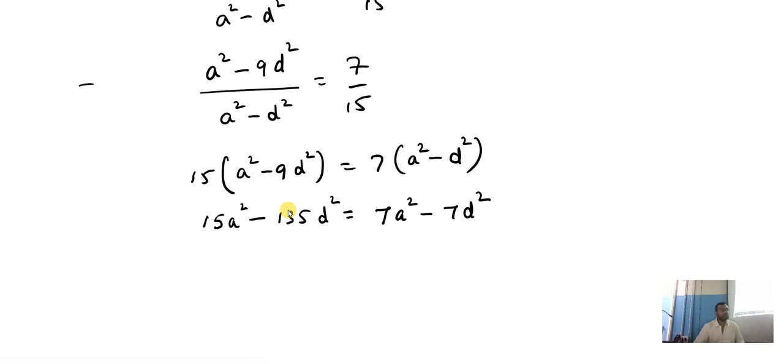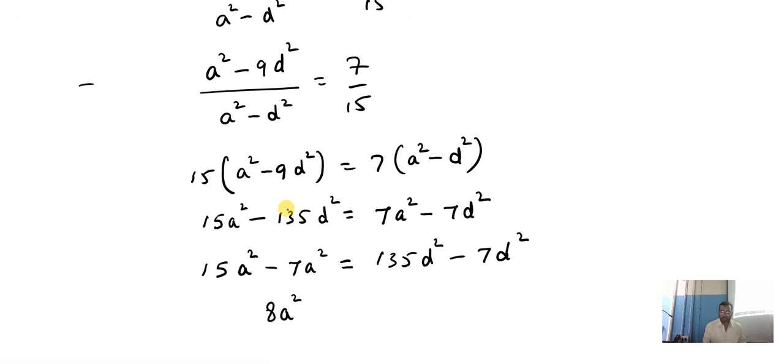And one more thing we can do. From this part we can take 15 common, from this part we can take 7 common. But don't do that. 15 a square, keep it as it is. Plus 7 come this side, minus 7 a square. Minus 135 come this side, plus 135 d square, minus 7 d square. 15 minus 7, 8 a square. 135 minus 7, 128 d square.